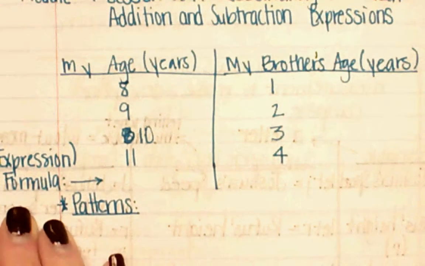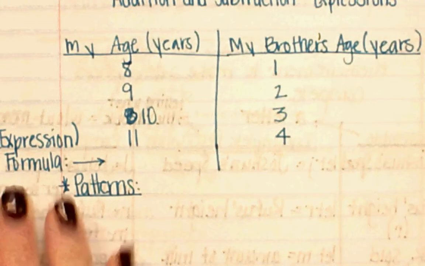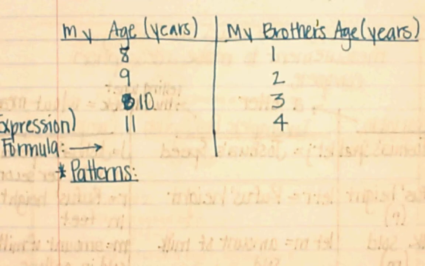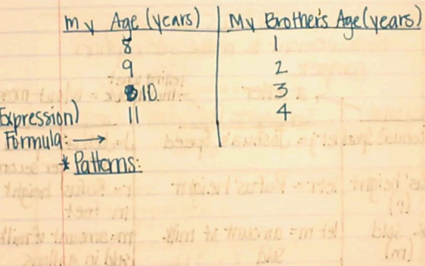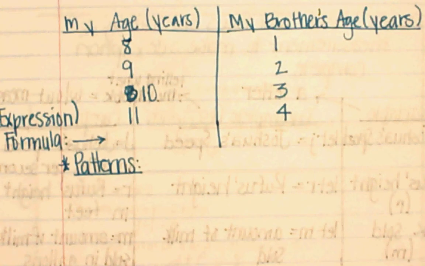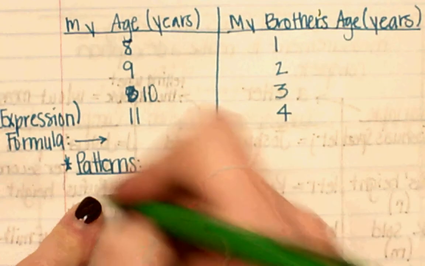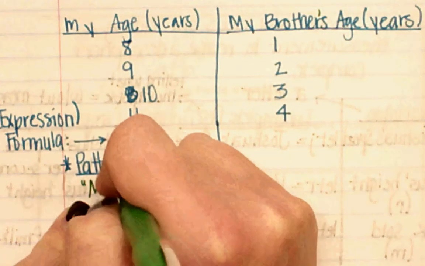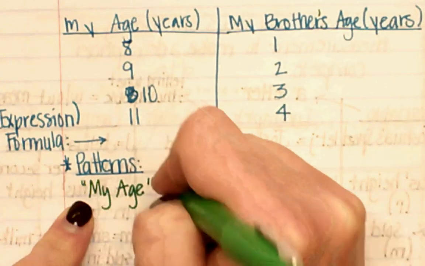So today we have to look at these tables in different forms, and we have to determine what the patterns are to eventually help us create an expression or a formula. So I'm going to talk about the patterns I see. The first pattern I'm going to talk about is the my age column.